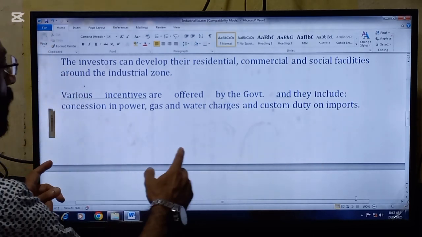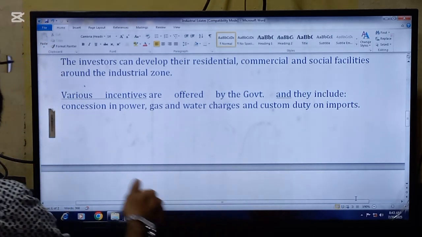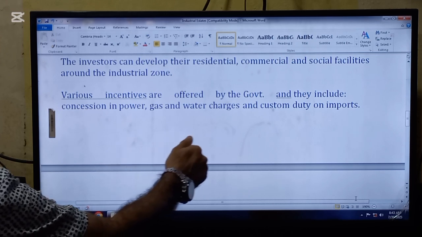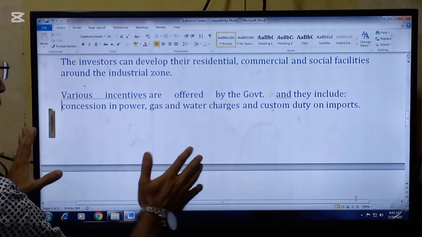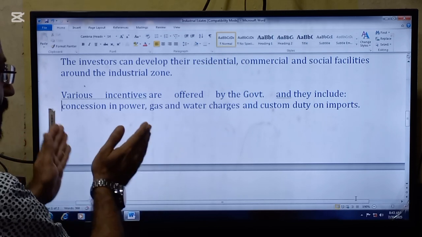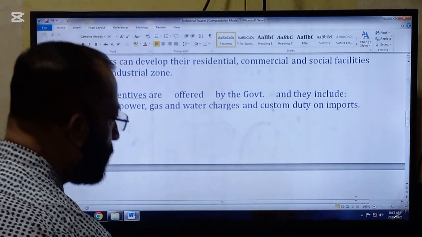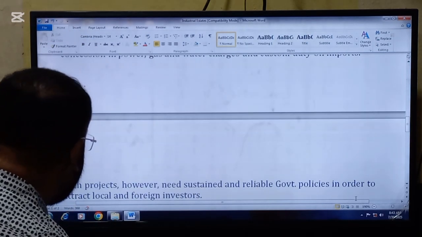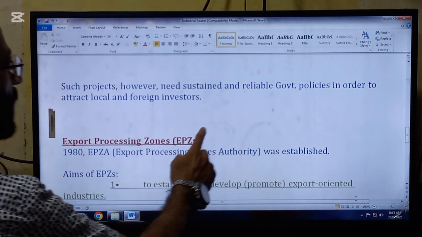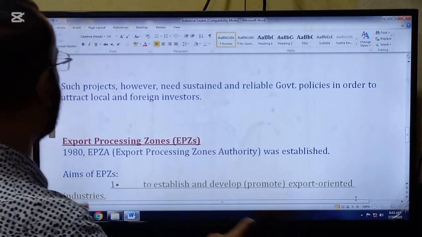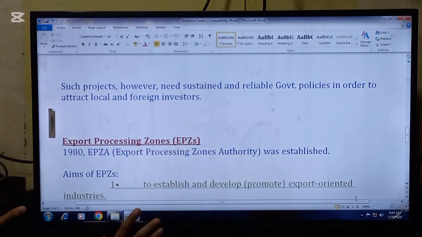Various incentives are offered by the government, and they include concessions in power, gas, and water charges. These are the facilities which the government normally gives to the private sector in those areas, along with customs duty concessions on imports. Such projects, however, need sustained and reliable government policies in order to attract local and foreign investors.